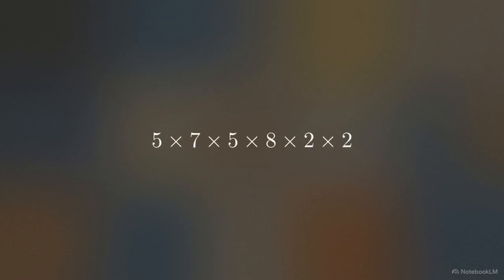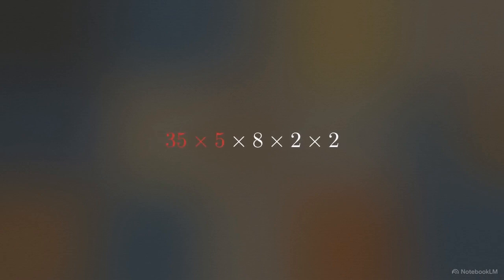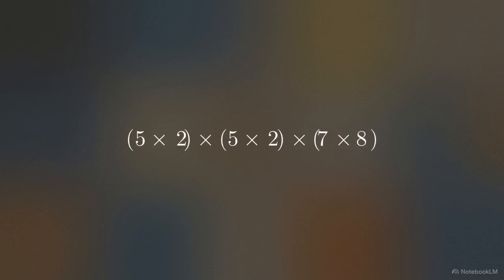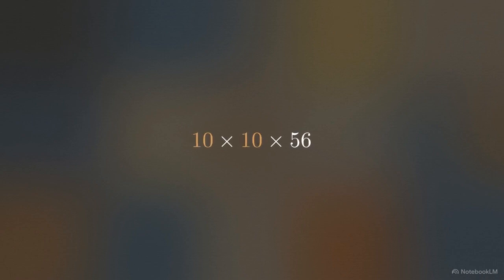Multiplication strings like 5 times 7 times 5 times 8 times 2 times 2 are almost impossible to track if you calculate them in the order they appear. Because of the associative property, you can rearrange these factors to suit your needs. You can hunt specifically for 2s and 5s to build quick 10s. Rearranging the numbers visually simplifies the entire problem into 10 times 10 times 56. The final result is 5600.